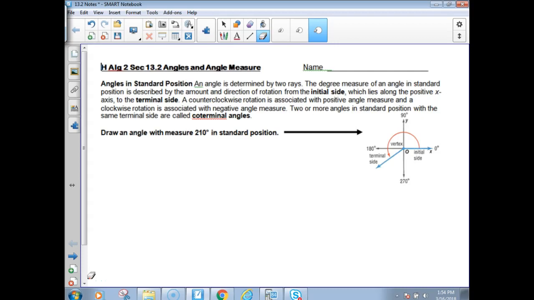Okay, you're going to need to know some new things about angles. Angles in standard position first. We're not talking about the radians yet.